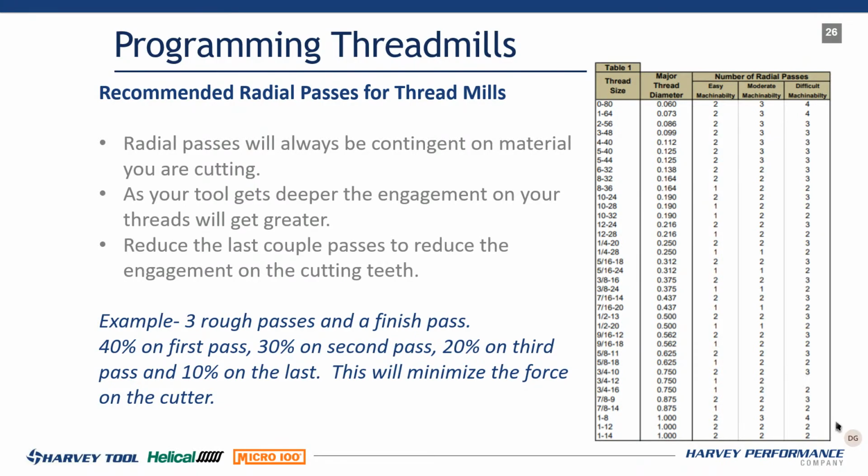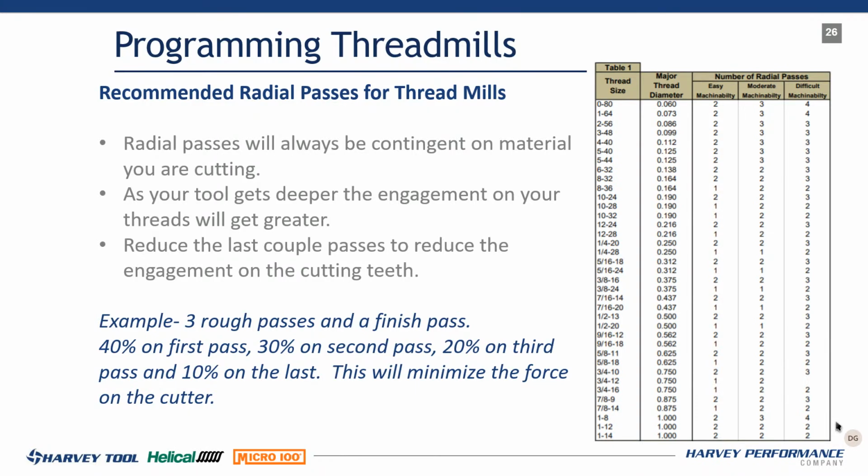As your tool gets deeper or radially engages more on your threads, the engagement on your tool will get greater, okay? So reduce the last couple of passes to reduce the engagement on the cutting teeth. Let me explain what that means really quick. When you do the first pass, if you're breaking it down to 4 passes, obviously because it's 60 degrees, you're not engaged all the way on those 60 degrees. You're just touching on the end of the thread mill, which is light engagement. It's not a lot of pressure, and that tool can take it.